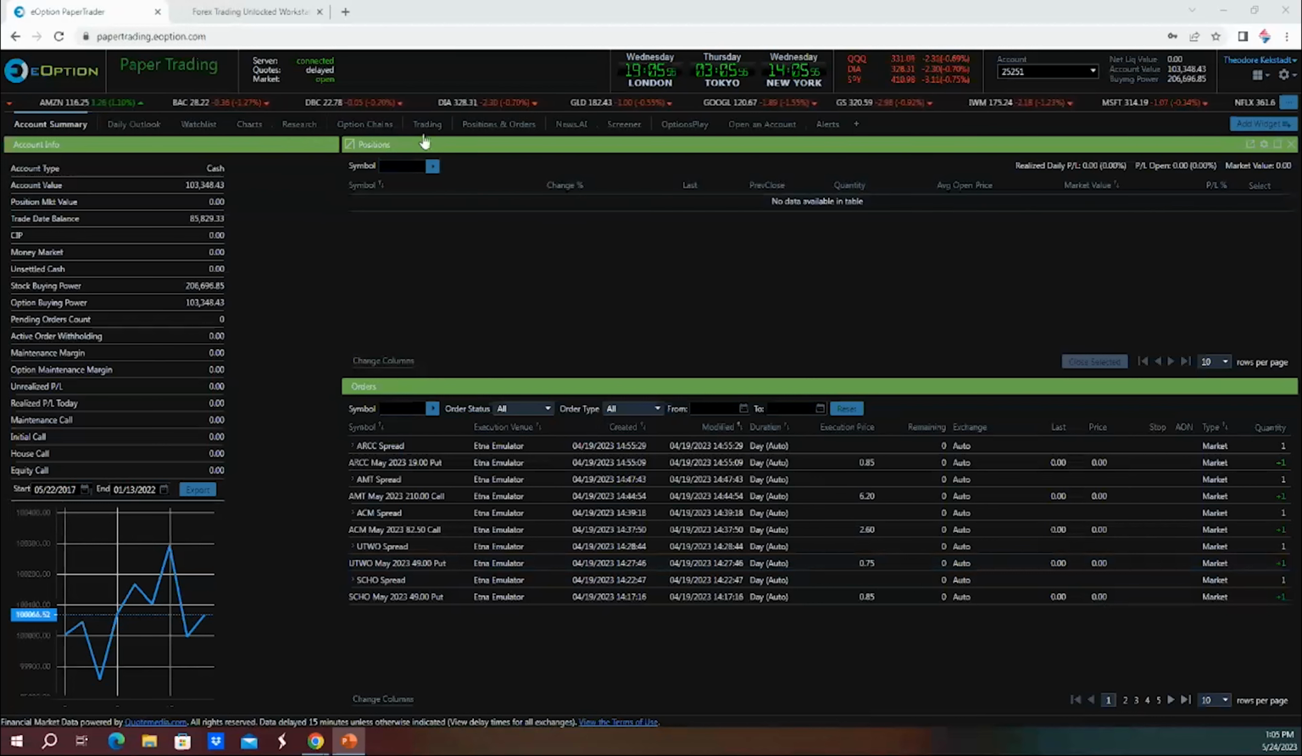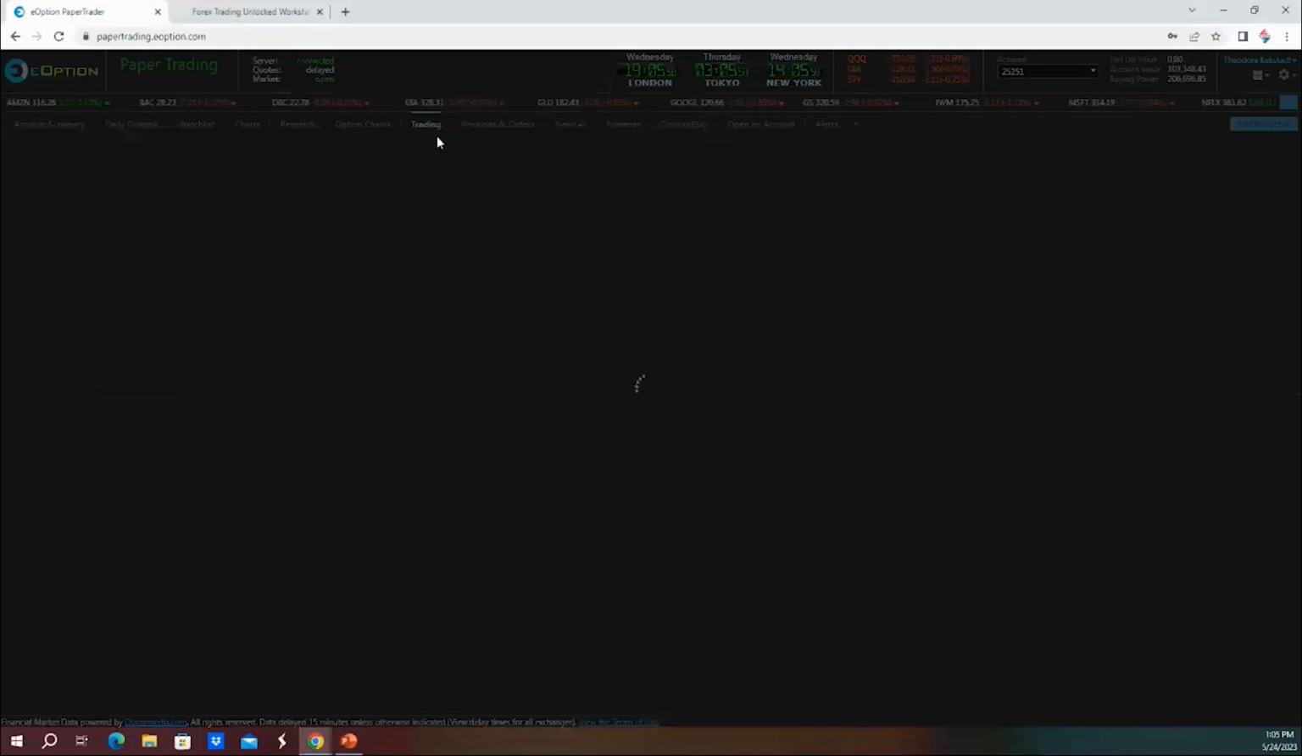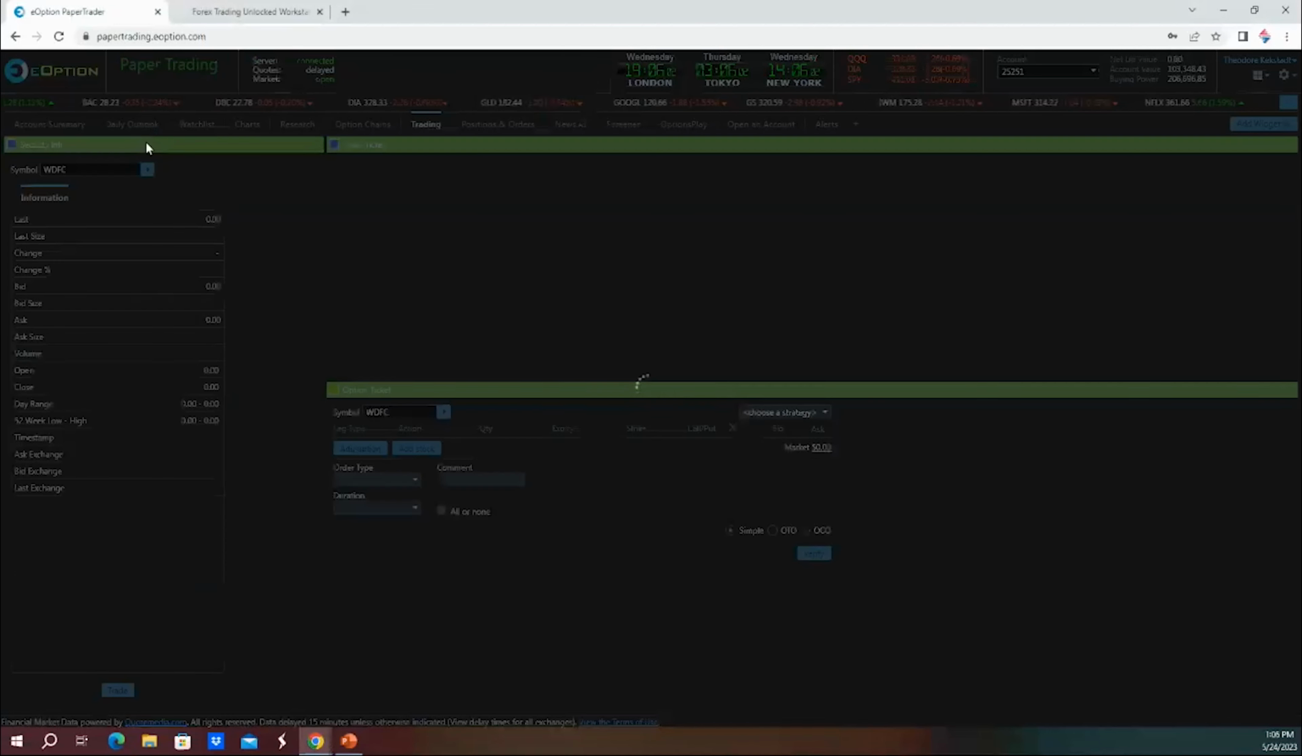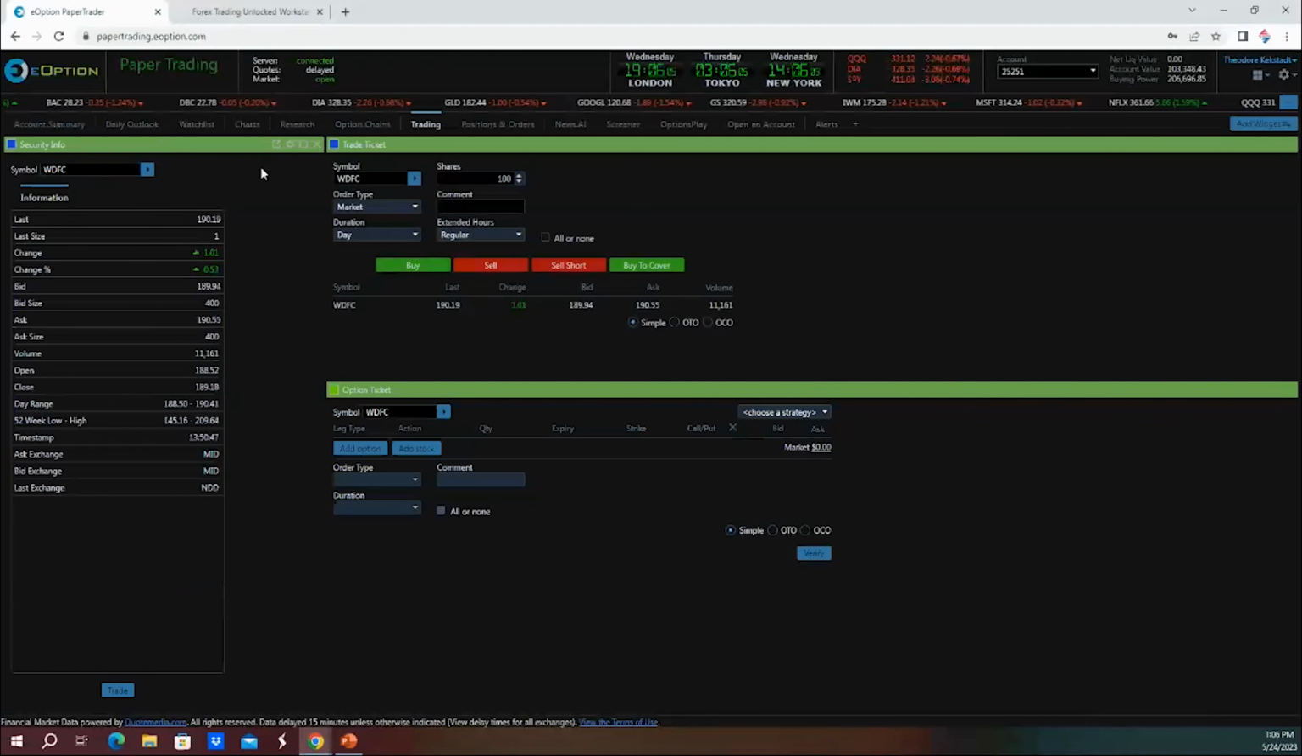All right, so we're going to pull up the trading icon. Now, besides the trading icon, there's all kinds of things you can use here that you can get help from, support from eOption. They have a daily outlook, they have different screeners, they have options play, and then they have positions and orders, obviously, for when you have existing trades going on. They have a research tab. So there's all kinds of different things that you can use to help you along your trading journey with eOption.